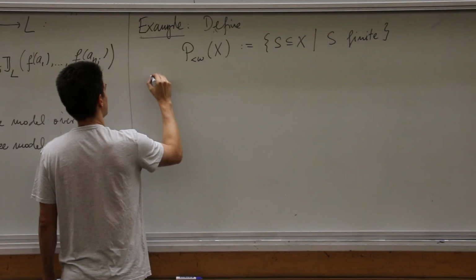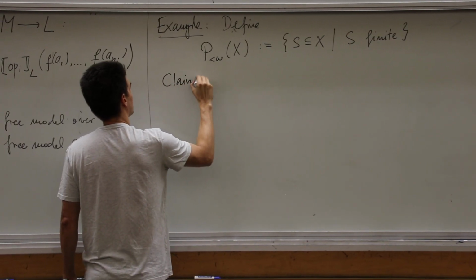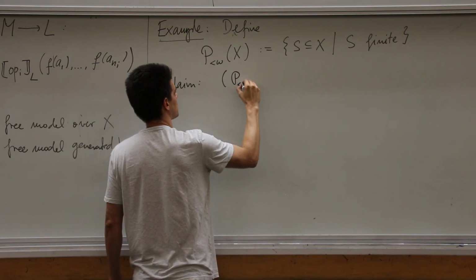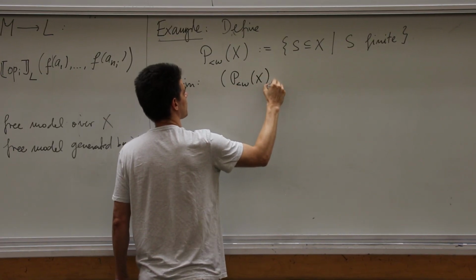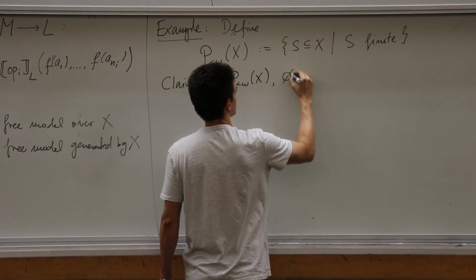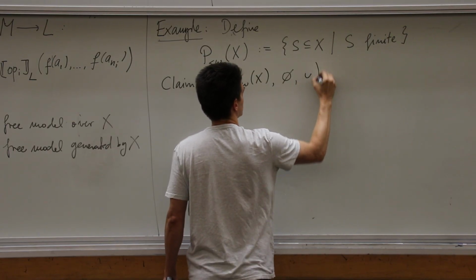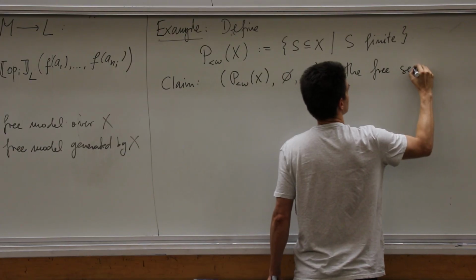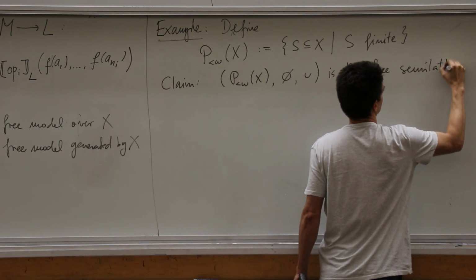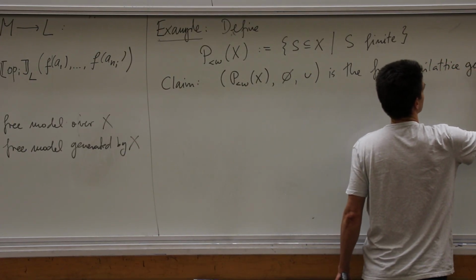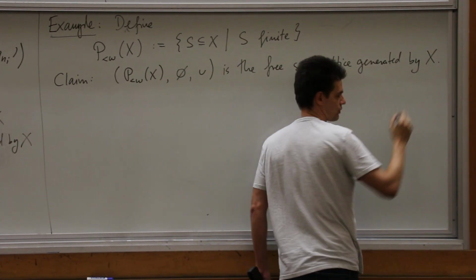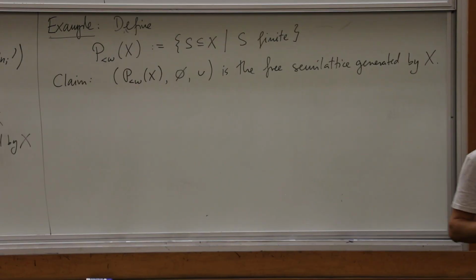And so now the claim is that if I take this, the finite power set of X, together with the empty set and union as the operations, is the free semi-lattice generated by X. So my first question is, why should you now complain that I did something wrong?